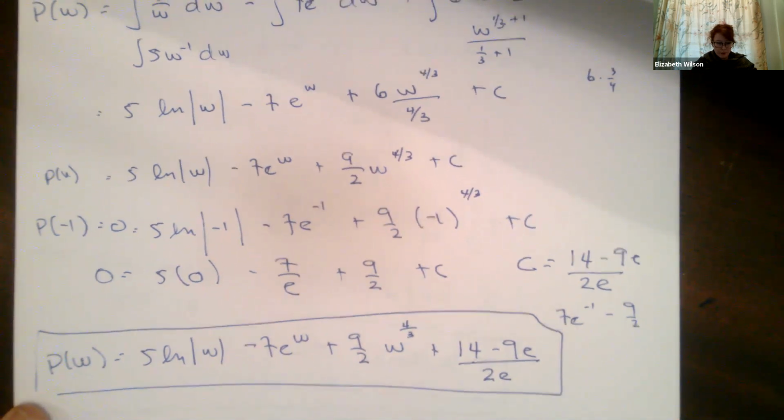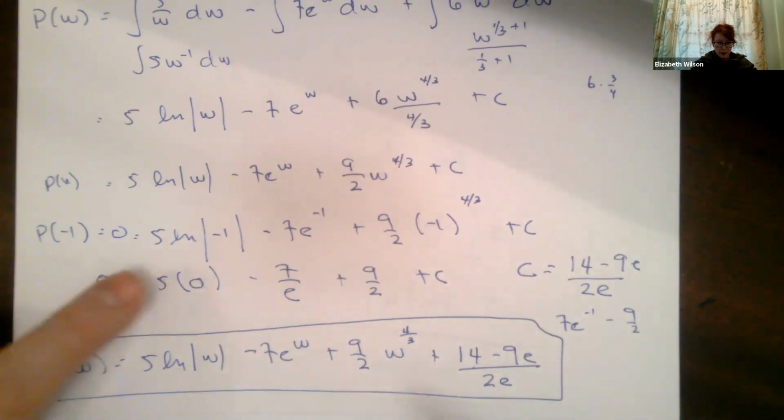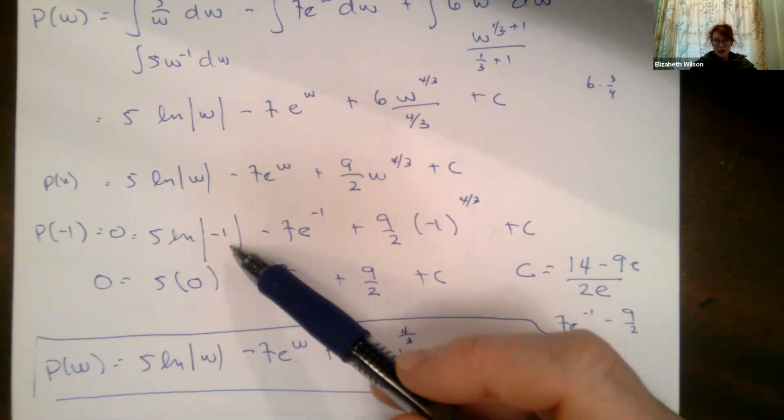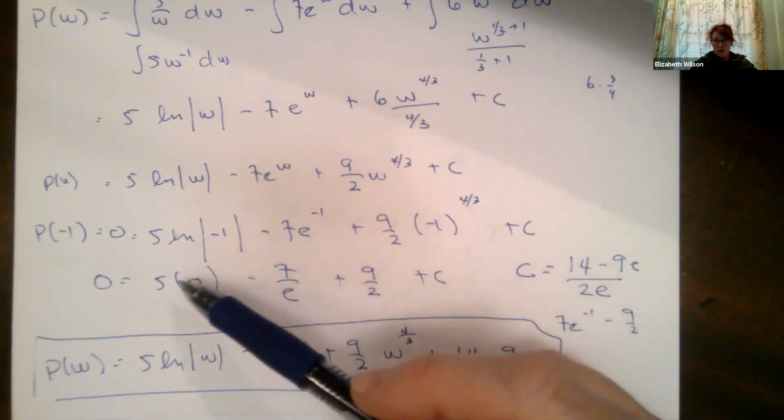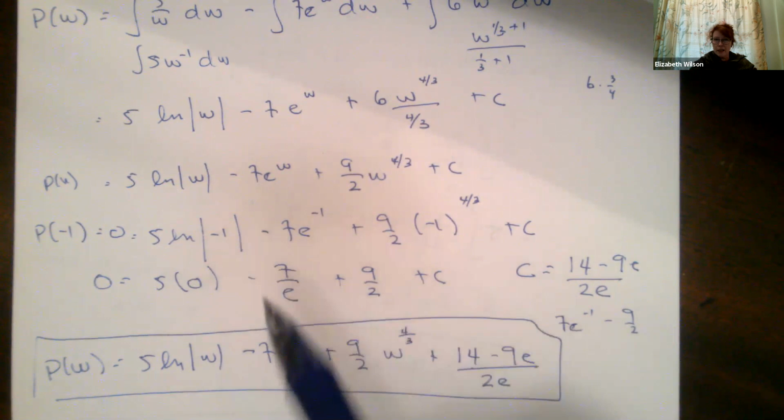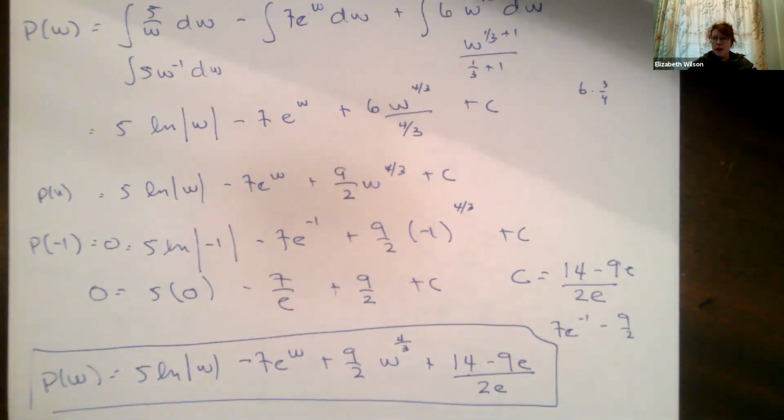So watch your absolute values. If you get to this point where you're trying to take the natural log and you get a -1, it's going to be undefined, right? But remember, when you're taking the natural log, you have to put in the absolute value.